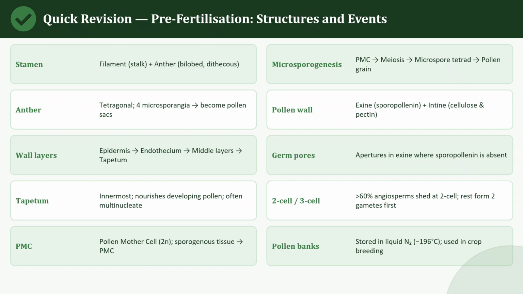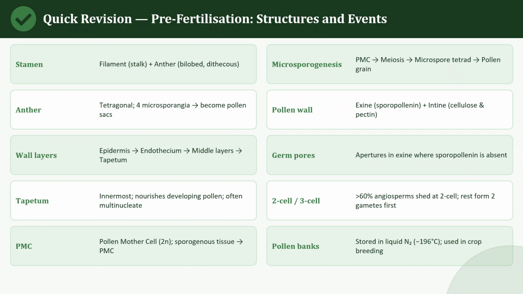Pollen wall contains two walls. The outer is the exine, which has sporopollenin, a resistant layer, and the intine is the inner layer composed of cellulose and pectin. Germ pores are the sites through which the pollen tube emerges. Pollen viability depends upon temperature, humidity, and species. Pollen banks store pollen in liquid nitrogen at minus 196 degrees Celsius for future crop improvement.